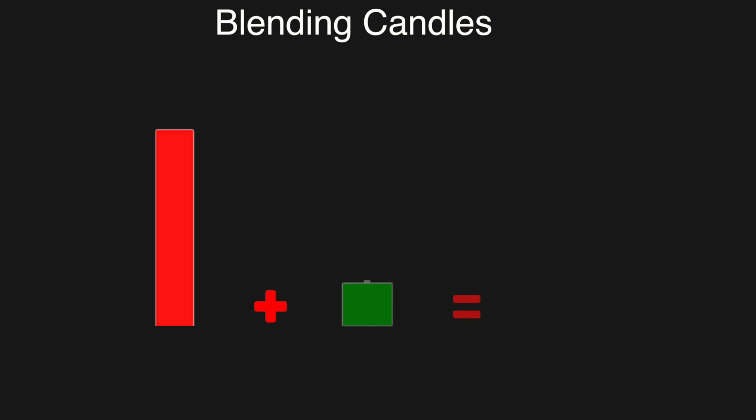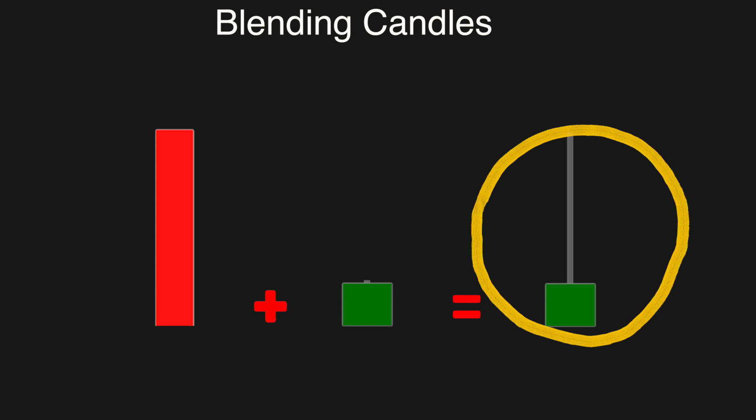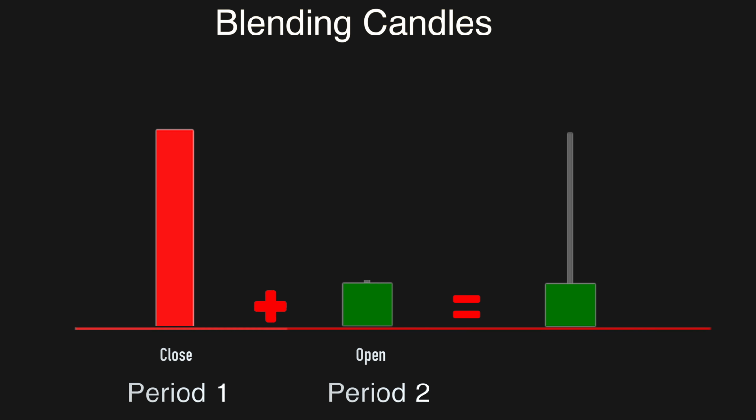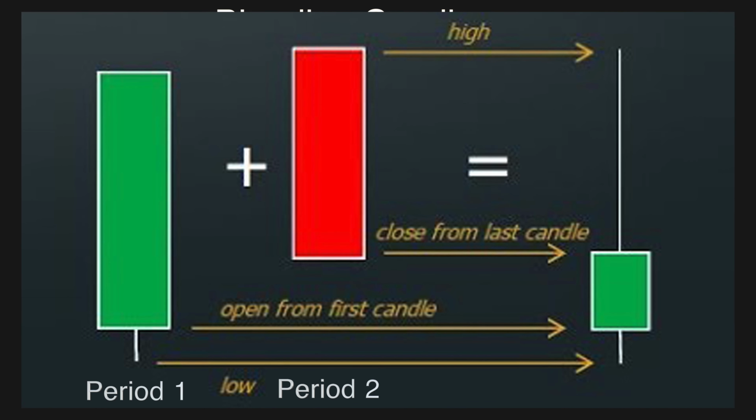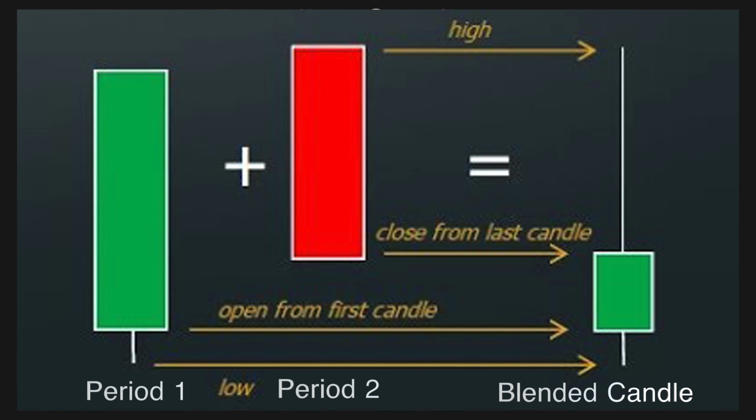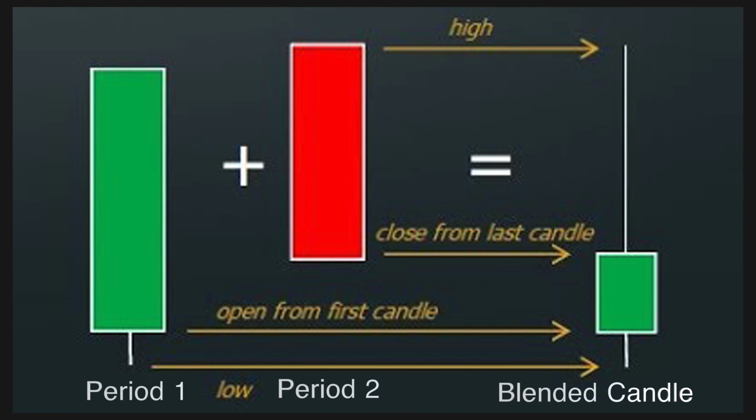Blending candles. We can blend different adjacent candlesticks to form a single candlestick, thus summarizing the outcome over several periods in one candle. We can blend candles of similar frequency over any time scales, for example, minute by minute candles, hour by hour candles, or day by day candles.